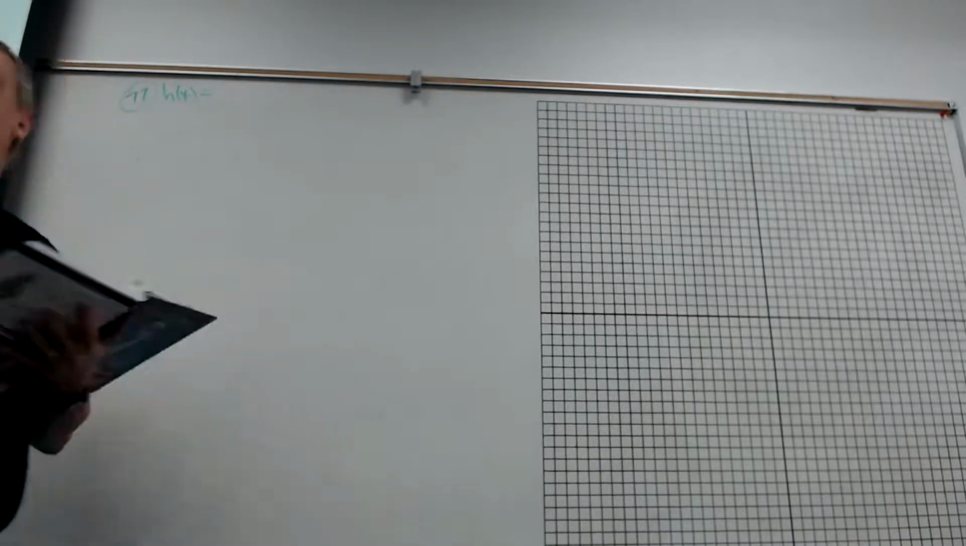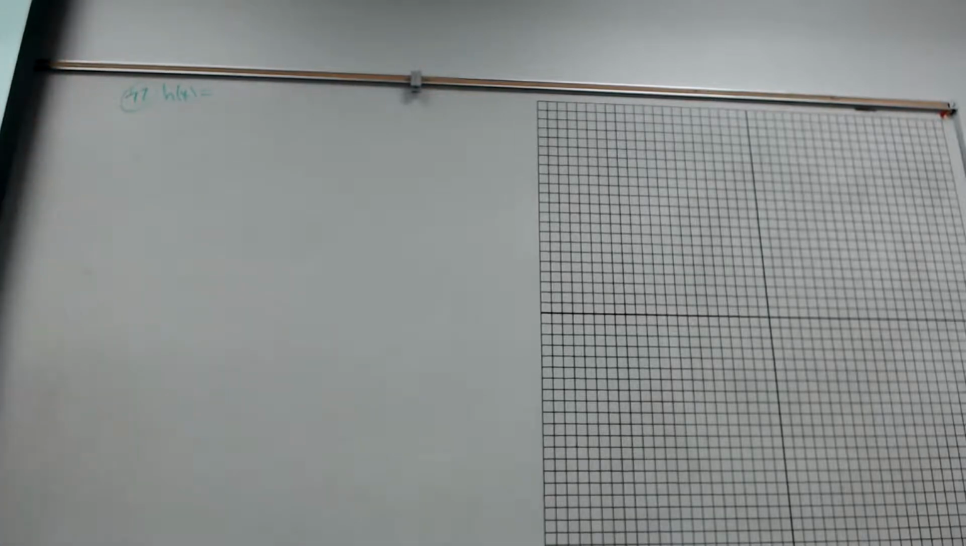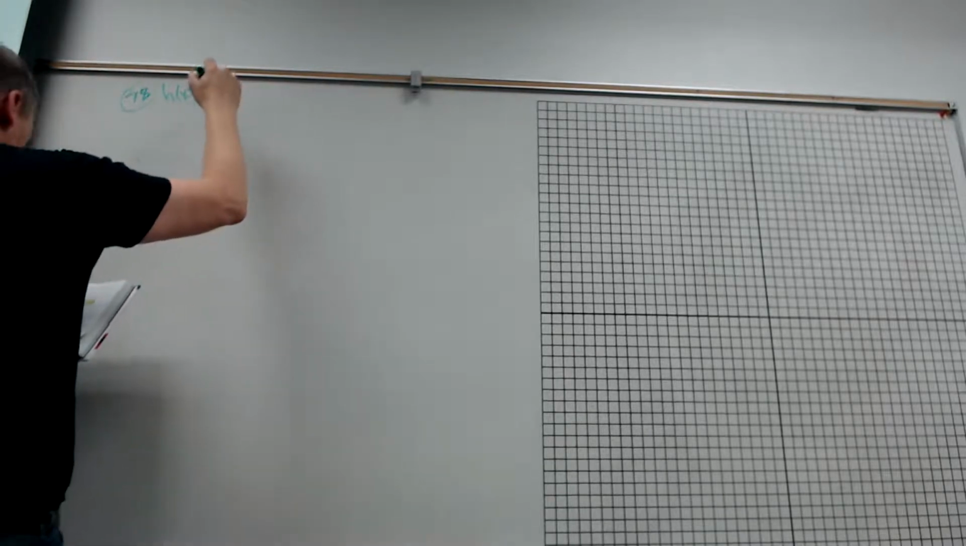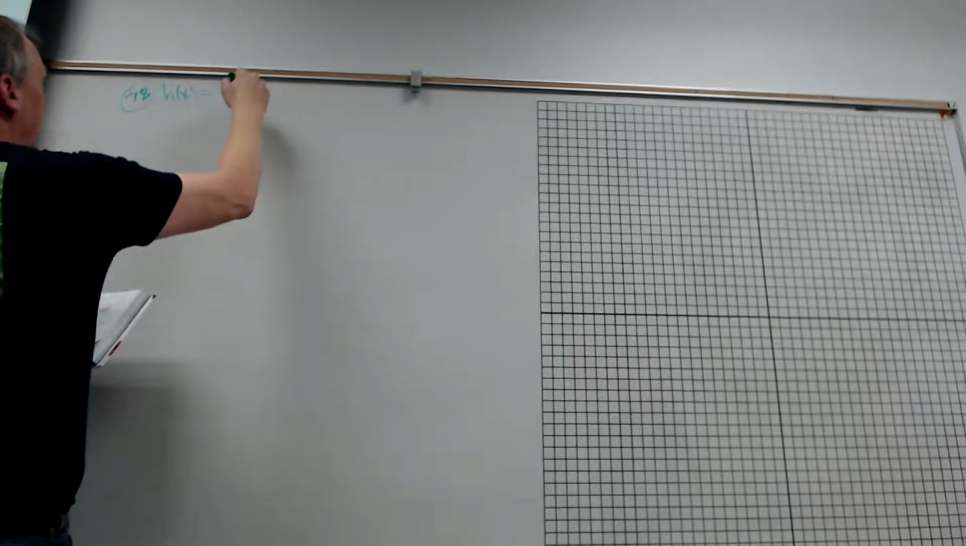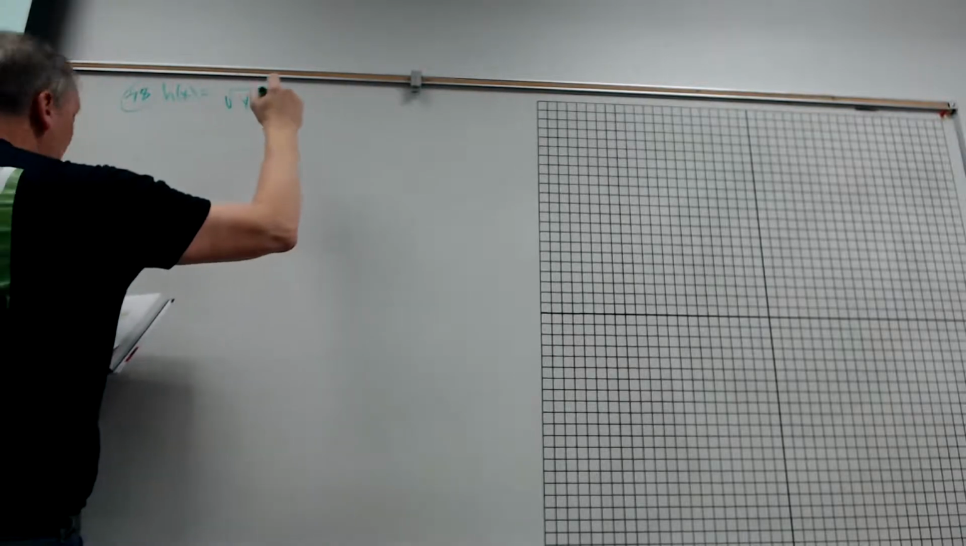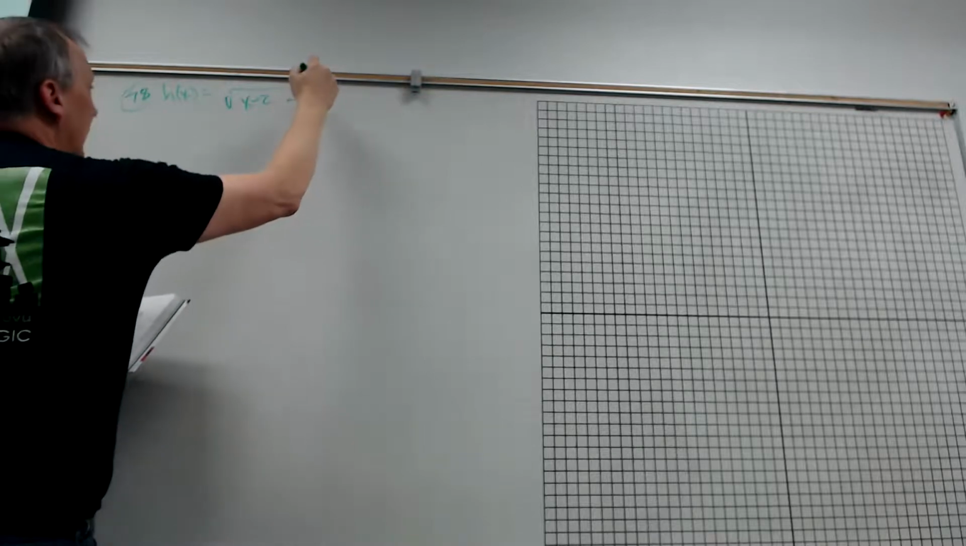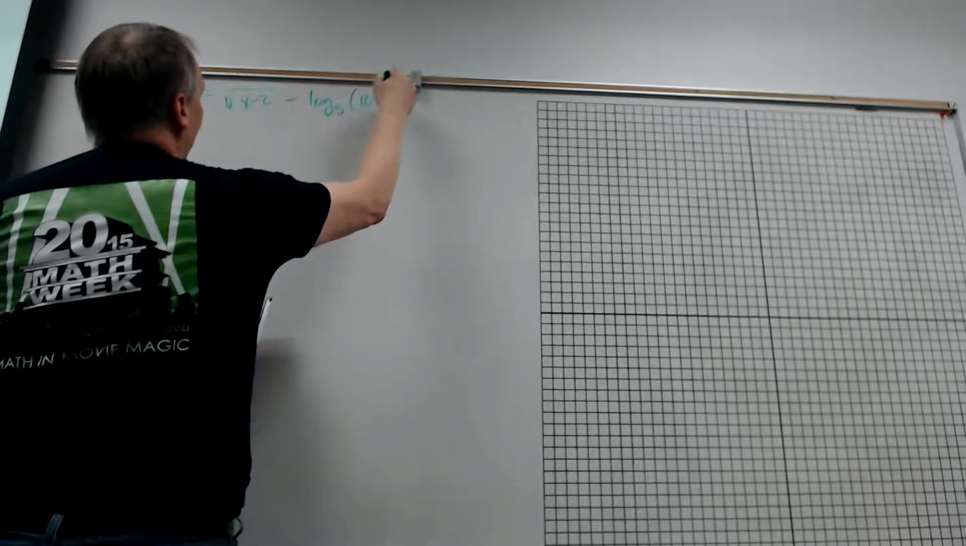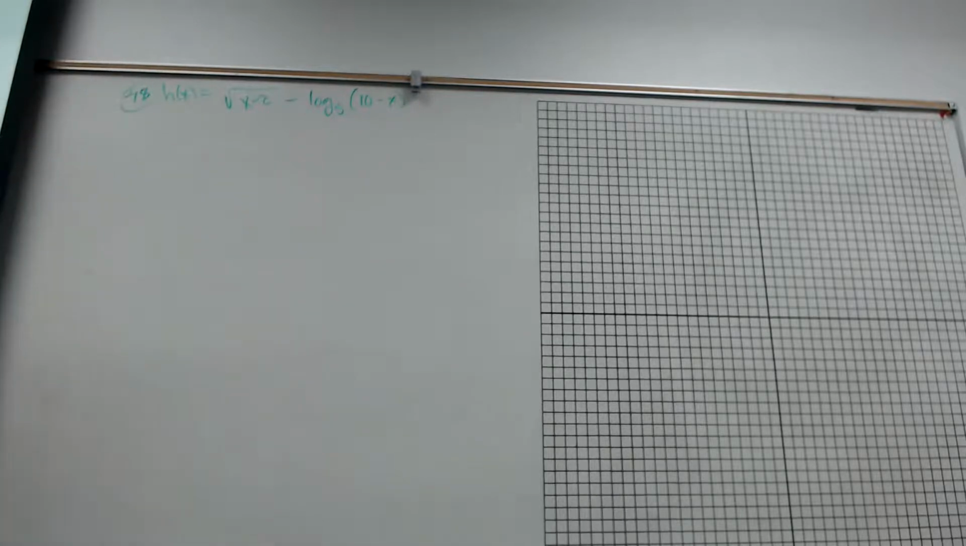Which one would you guys rather do, 77 or 78? Which one looks harder? 78. 78, h of x equals, this actually is a better problem. Square root of x minus 2 minus log base 5 of 10 minus x. Find the domain.